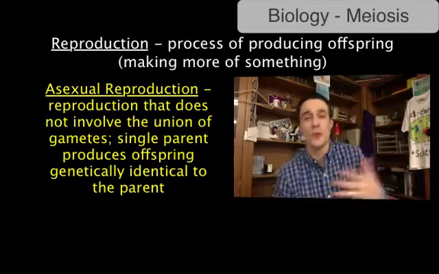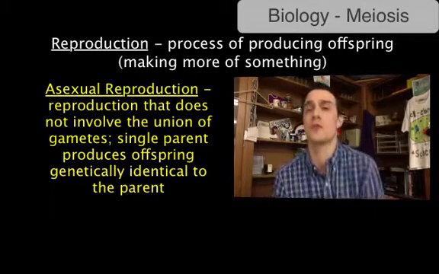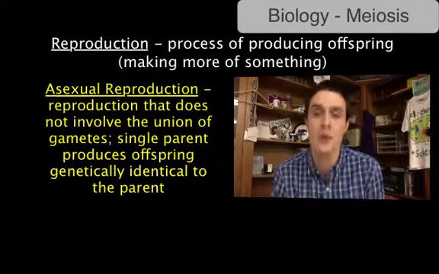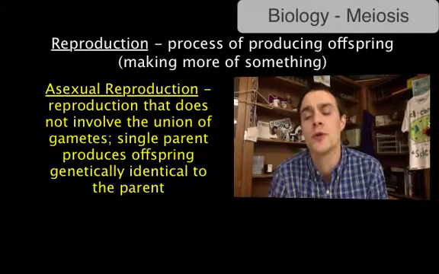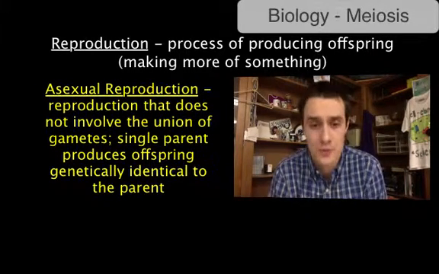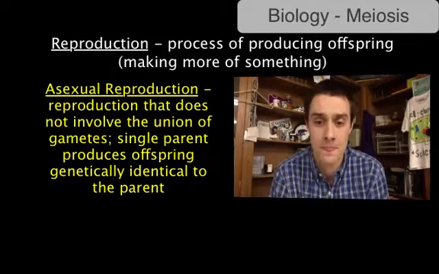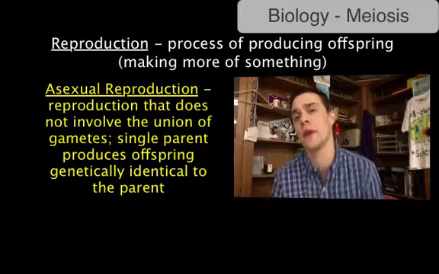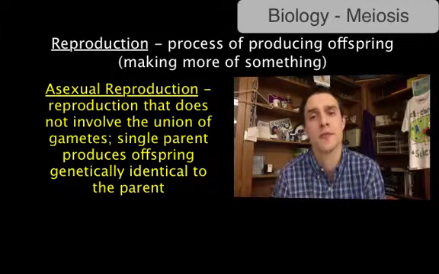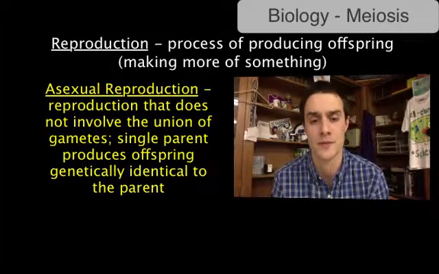As you read through some of your texts and other sources throughout this unit, prokaryotes are the ones that typically reproduce by asexual reproduction, known as binary fission. There are also some eukaryotes that reproduce asexually, typically your single-celled eukaryotic organisms.